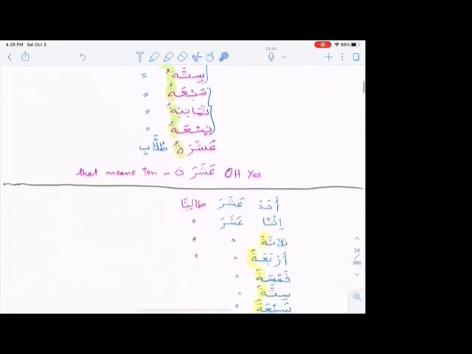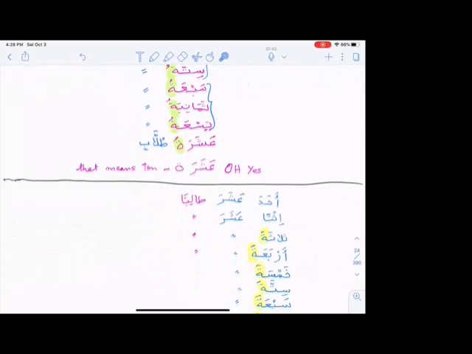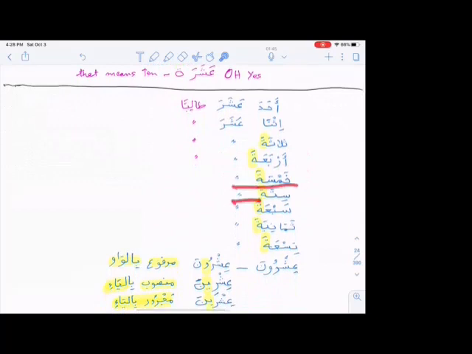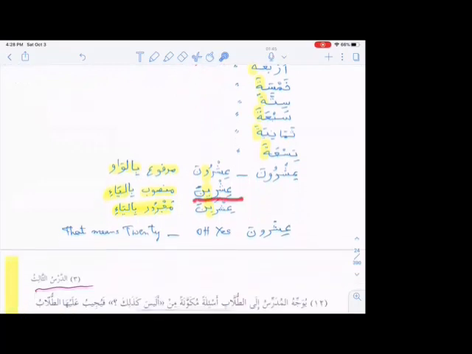And then, my brothers, ahada ashara, ithna ashara, thalathata ashara, arba'ata ashara, khamsata ashara, sittata ashara, sab'ata ashara, thamaniyata ashara, tis'ata ashara. Then ishrun, marfu' bil-waw, 20, mansub bil-ya', 20, majrur bil-ya', 20. Oh yes, that means 20. Did you get the idea?